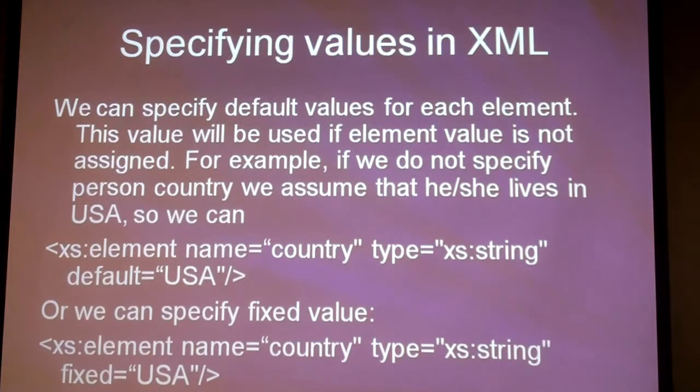We can specify default values, for example US. In the case when the operator does not specify the country, then the default one will be used instead. We can also specify a fixed value, for example USA, and in this case this value cannot be changed in the XML document. We are not allowed to change it. If we change that, then that will be a violation of the rules.